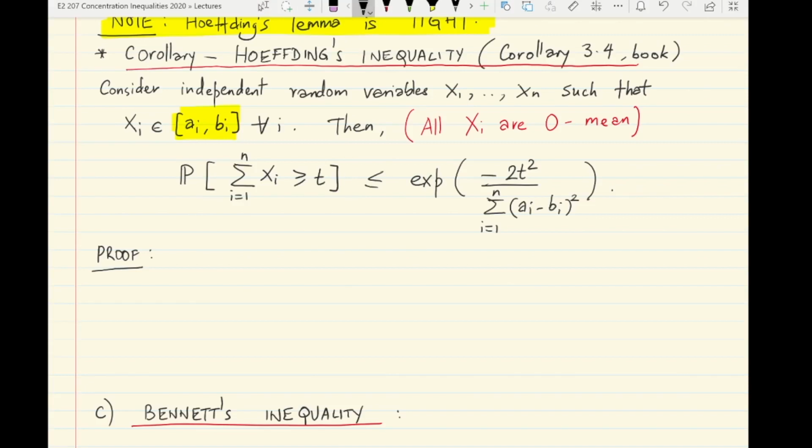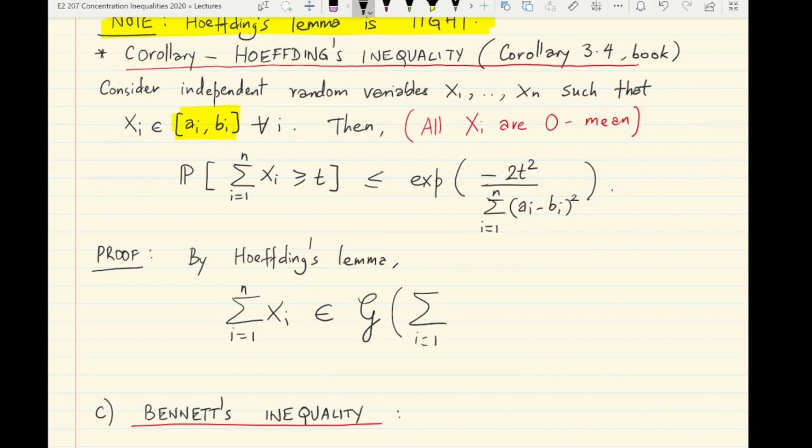The proof is basically an application of Hoeffding's lemma. So it's just one line. So by Hoeffding's lemma, we have that the sum of these independent random variables must be Subgaussian with the variance parameter being equal to the sum of all their individual variance parameters, which by Hoeffding's lemma is ai minus bi the whole square by 4. Okay, so that's the proof once you have Hoeffding's lemma.